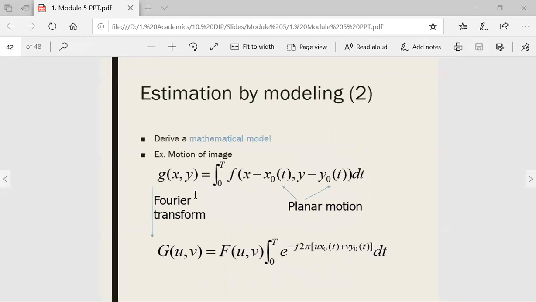The mathematical model can be represented as g of x comma y is equal to the integration from 0 to t or infinity of f of x minus x naught of t, y minus y naught of t. This is a Fourier transformation if you want, and these are the planar motion. In the Fourier transformation, g of u comma v is equal to f of u comma v, where f of u comma v is the original image, times the transformed integration from 0 to t, with some constant values.